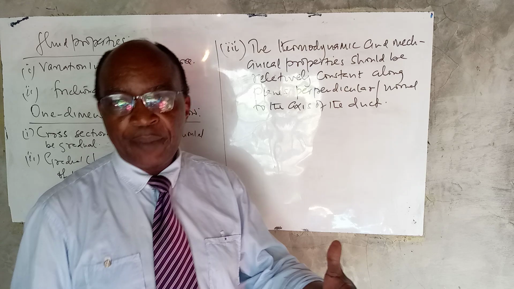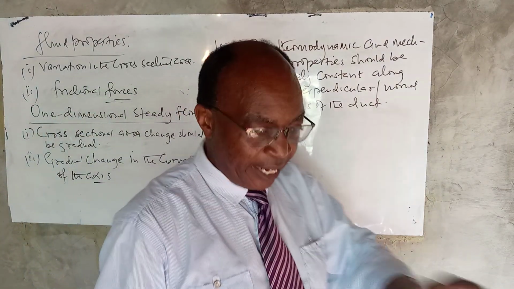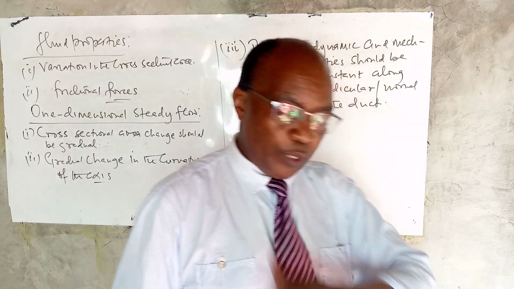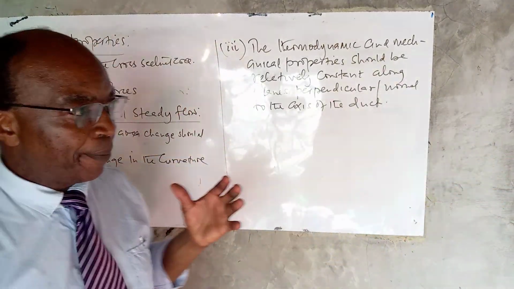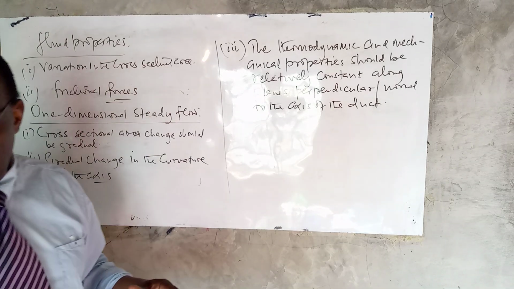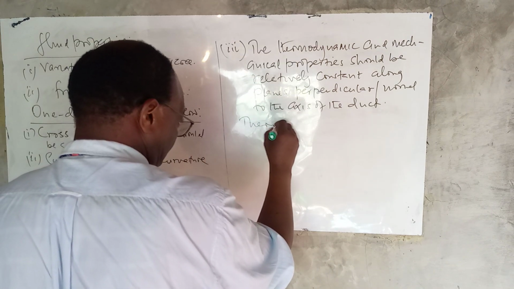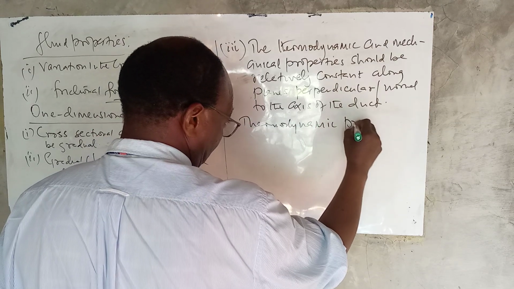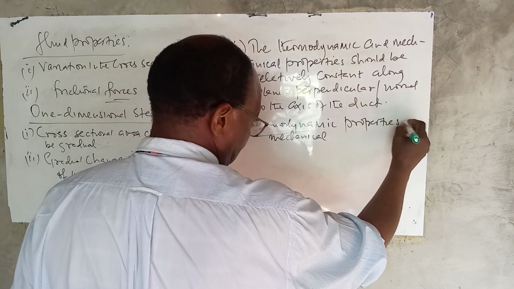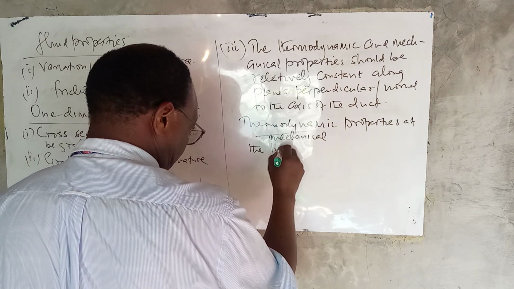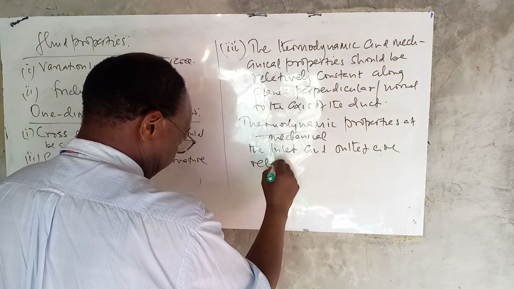And one of the other things which we are assuming in general, based on this assumption from Roman numeral 3, that the thermodynamic and mechanical properties are relatively constant on planes which are normal or perpendicular to the axis of the duct, then it means that the thermodynamic and mechanical properties at the inlet and outlet are relatively constant.